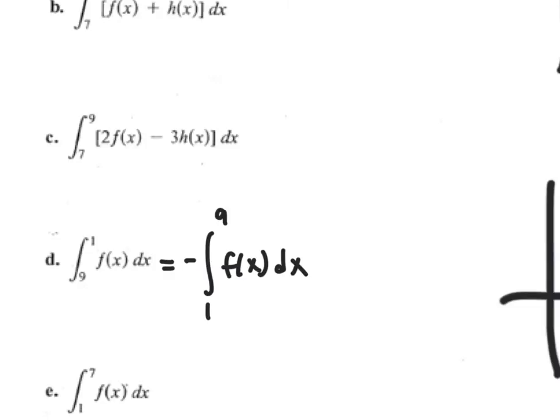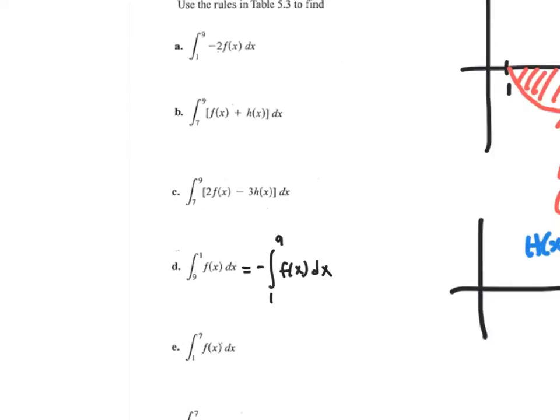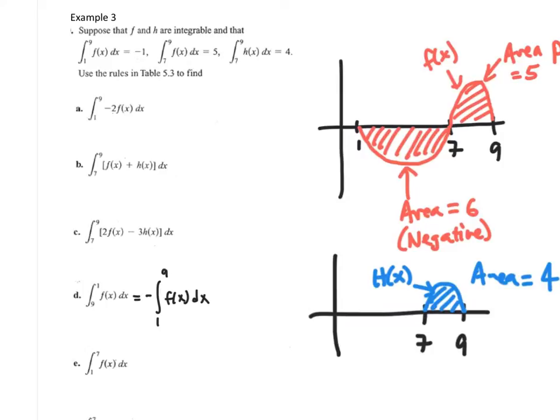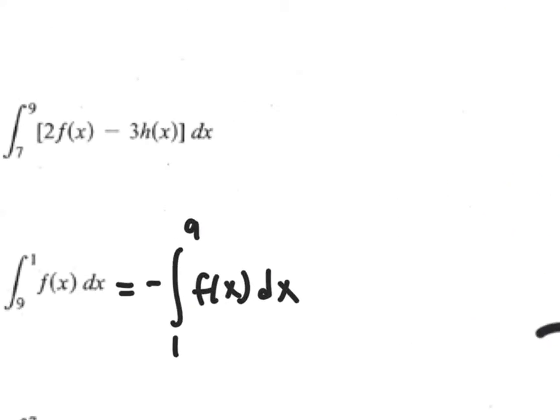We'll talk about this in class, why if you switch the bounds of integration, this becomes negative. But for right now, I just want to make sure we can go through this so we have the right answer. What we know is that the area between 1 and 9 under my function f is negative 1, and that's from here: this area was negative 6 and this is 5. So if the whole thing was negative 1, then this becomes negative 1 times negative 1, which gives me a value of 1.